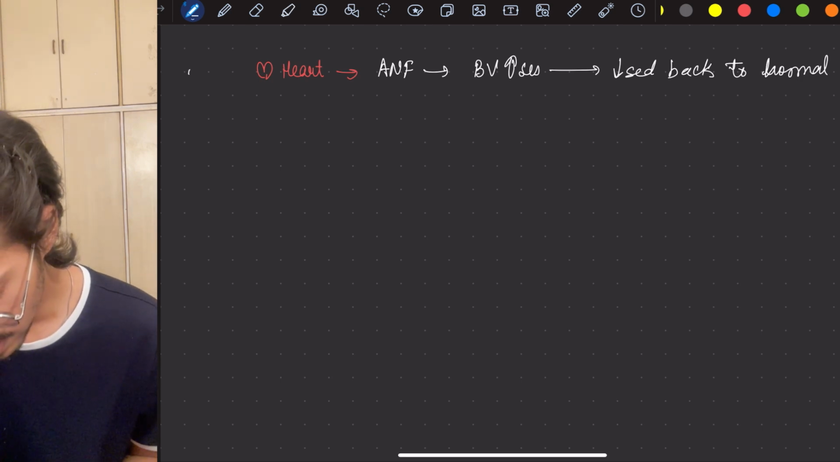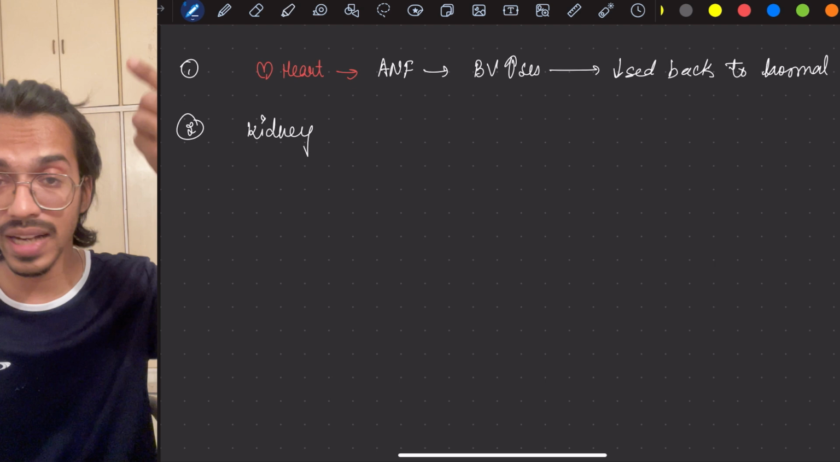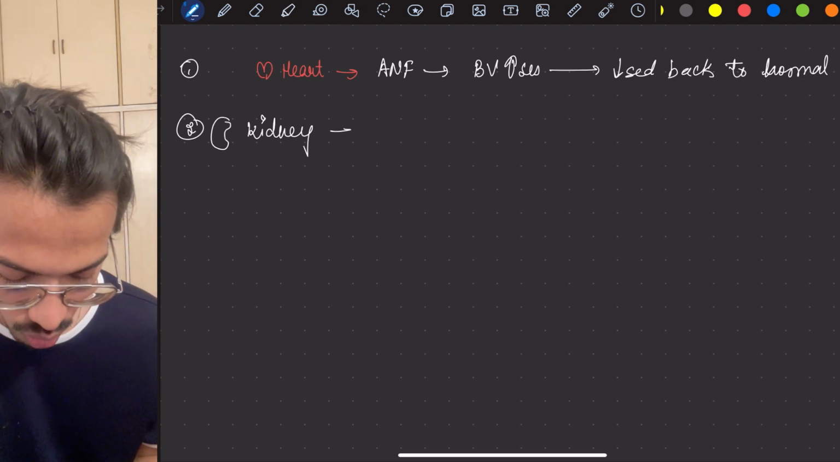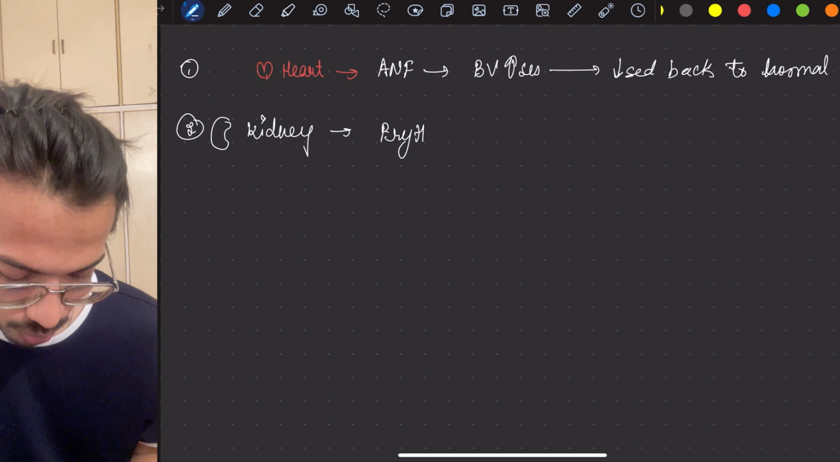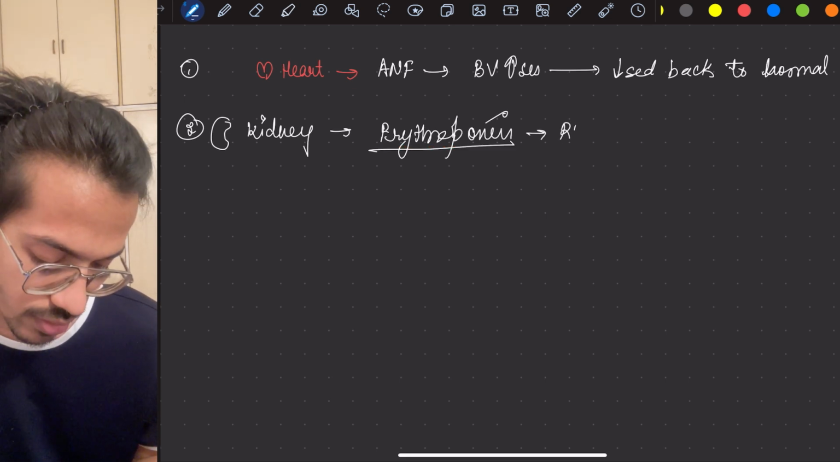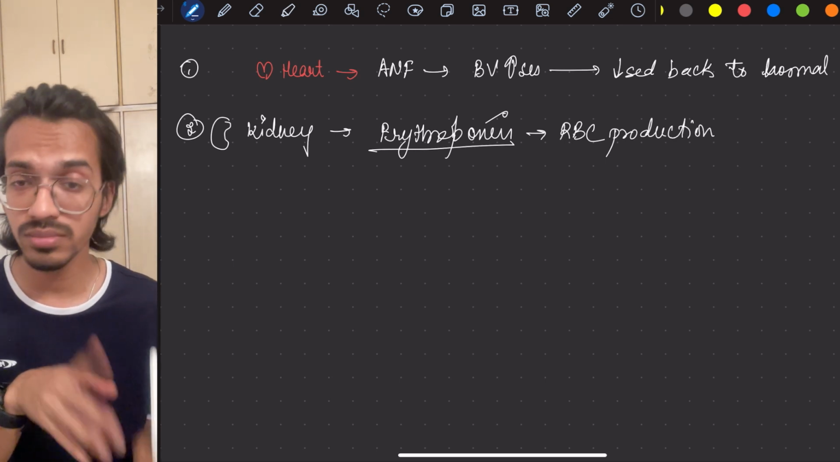First is this. After this we have what? Kidney. We have studied the adrenal gland, but the kidney also helps. So what is the role of the kidney? The kidney releases a hormone called erythropoietin, which helps in what? RBC production. This is the third gland I have already talked about. This question can come, it is important.